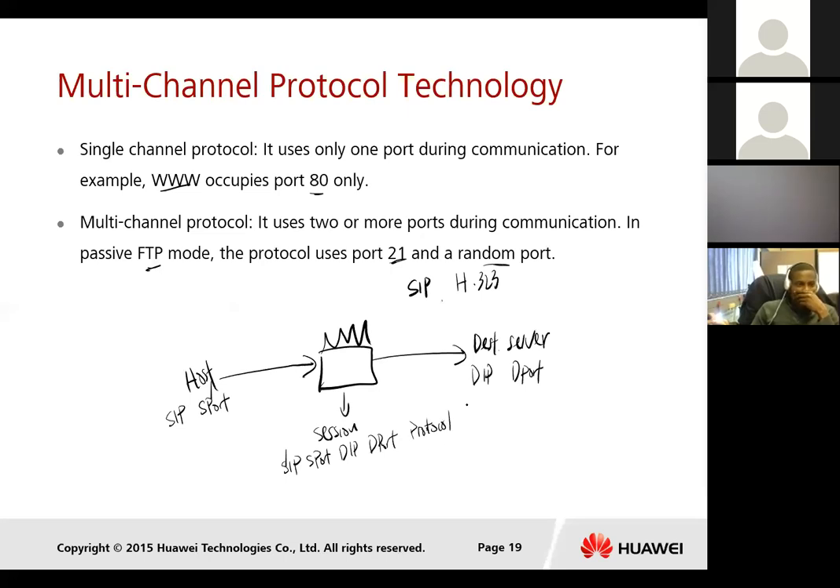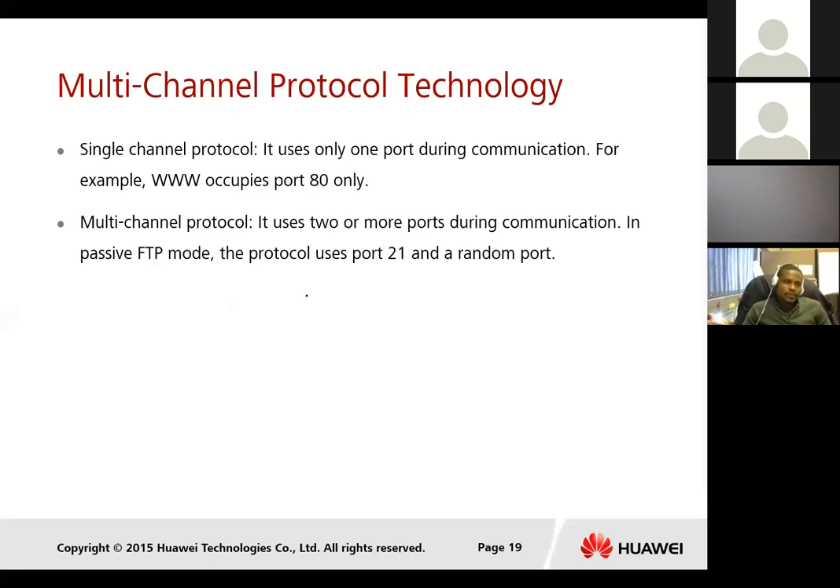So when the traffic returns back through the firewall to the host, the source IP is correct, but the source port is already different. When the source port is different, they cannot match back the session. In this case, they will not allow the traffic to return. And this causes the problem of multi-channel protocols going across firewalls.